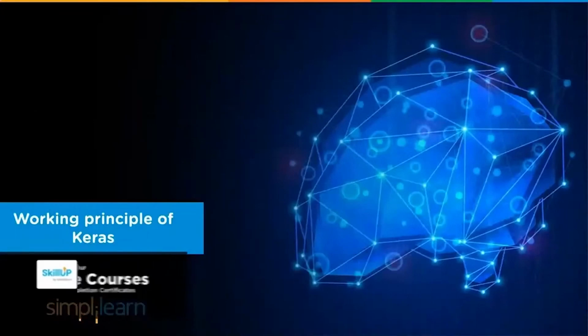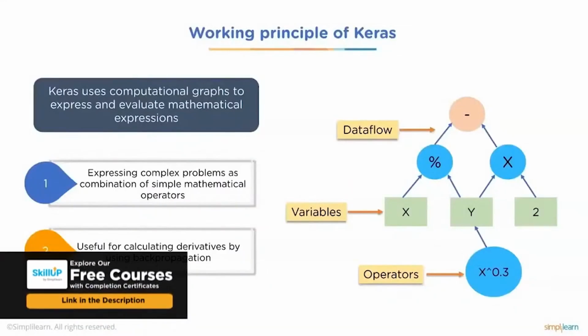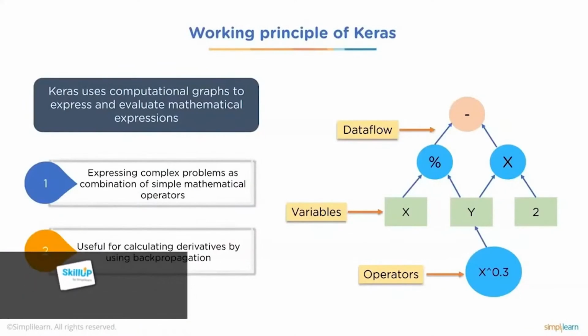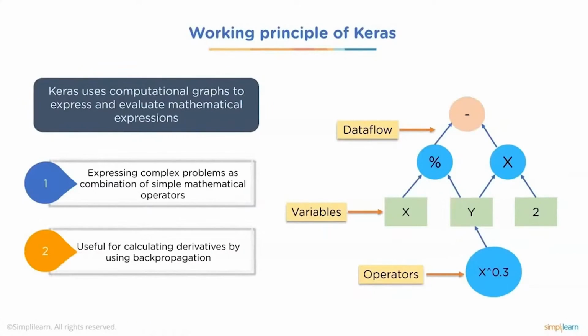So the working principle of Keras. The working principle of Keras is Keras uses computational graphs to express and evaluate mathematical expressions. And you can see here we put them in blue. They have the expression expressing complex problems as a combination of simple mathematical operators, where we have like the percentage, or in this case in Python that's usually your remainder, or multiplication. You might have the operator of x to the power of 0.3. And it is useful for calculating derivatives by using backpropagation.